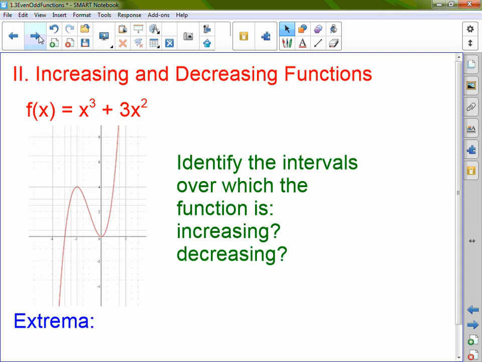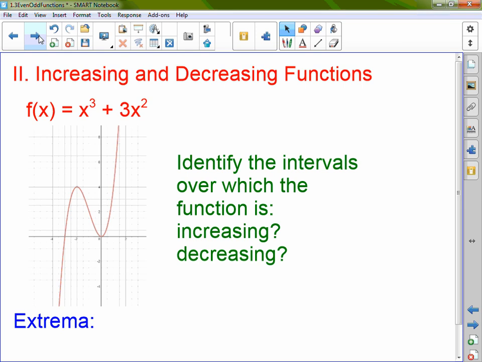And let's keep going. The next thing we want to look at is increasing and decreasing functions. If I want to look at increasing and decreasing functions, a really helpful way is to have the graph.